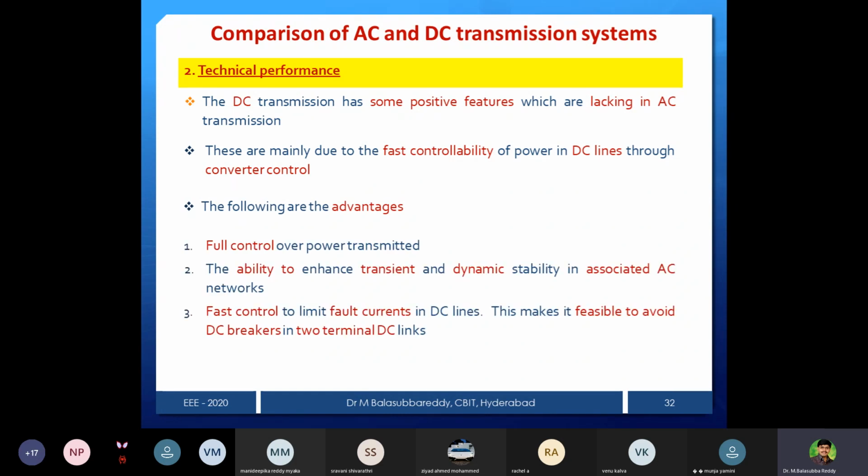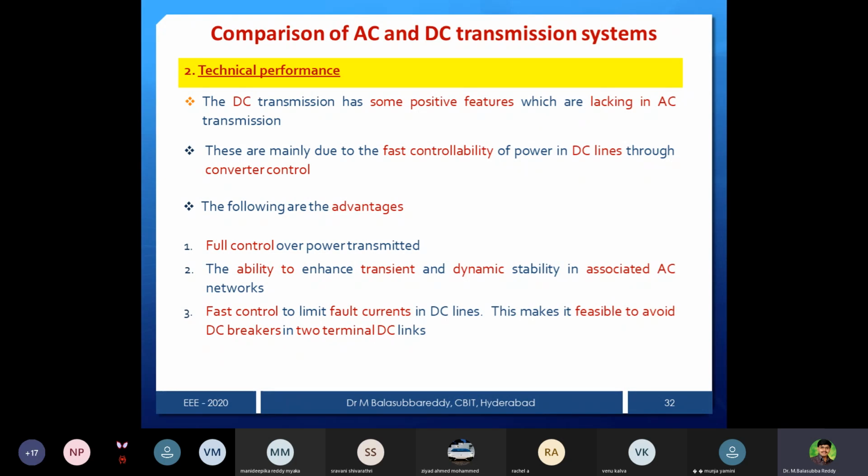There are some advantages I mentioned here, comparing with AC only. Full control over the power transmitted. You can easily control it by changing the firing angle. The ability to enhance transient and dynamic stability in associated AC networks. Fast control to limit fault currents in DC lines. This makes it feasible to avoid DC breakers in a two-terminal DC link. So fast control to limit fault current in a DC line.